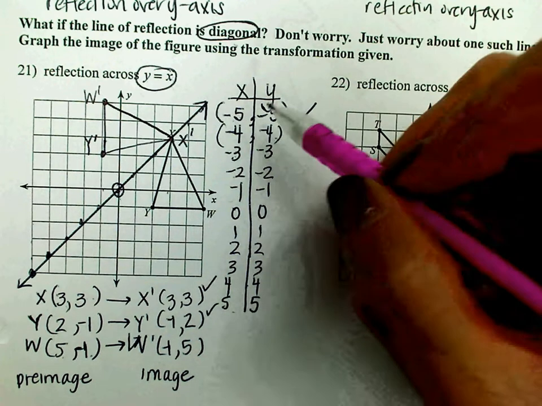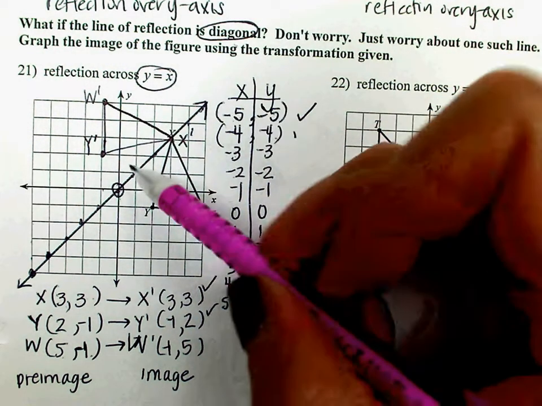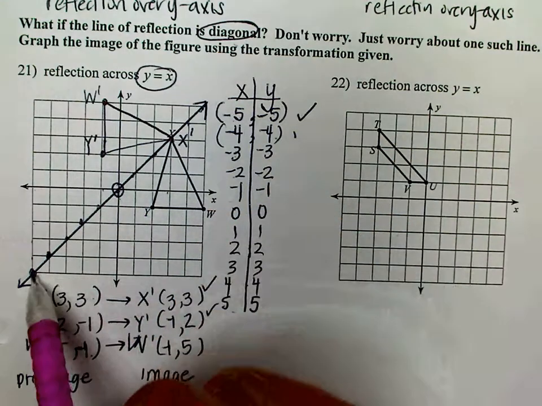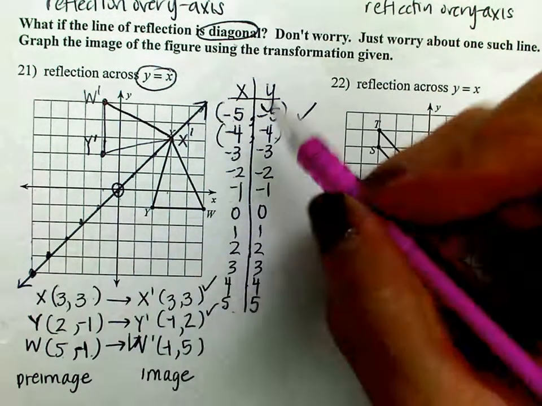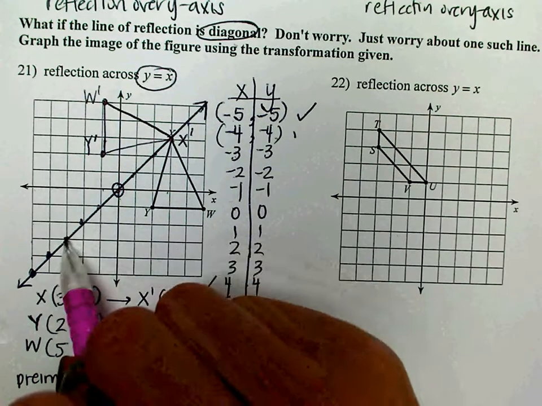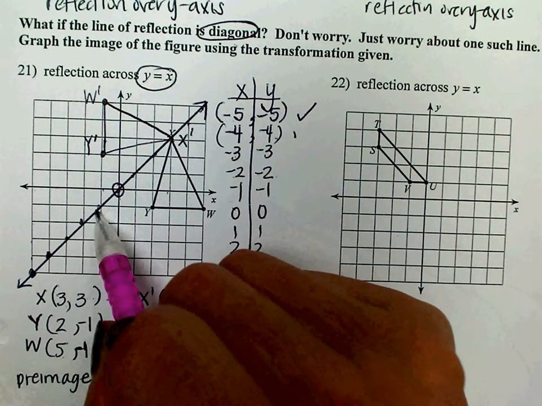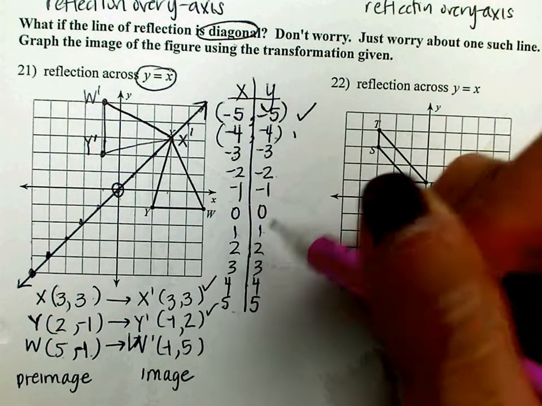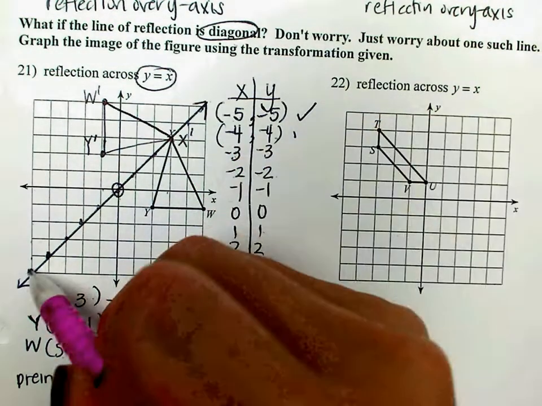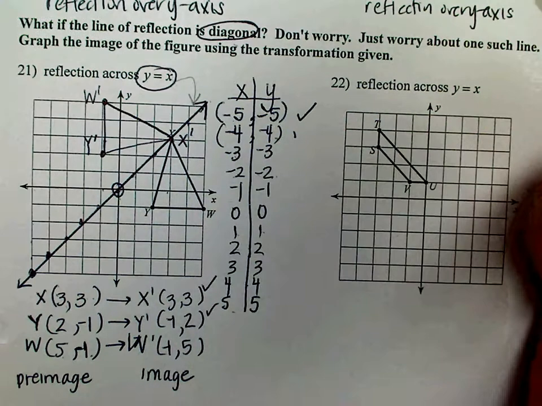Then what we did was we plotted each point. So -5, -5, you would go left 5 and down 5, then plot. Left 4, then down 4, then plot. And then left 3, then down 3, which is here, then left 2, down 2, which is here, left 1, down 1, which is here, 0, 0 is here, then 1, 1 is here, 2, 2 is here. We plotted, and then we connected, and this is now our diagonal created by y equals x.